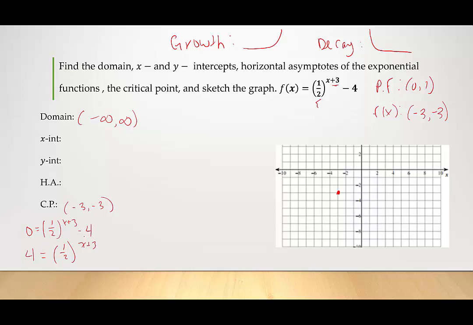That means that an x-intercept does exist. Now, I'm going to go through how we can figure it out. If you haven't done this in class yet, that's okay. Just bear with me for this little bit. But we're going to use what's called the one-to-one property.